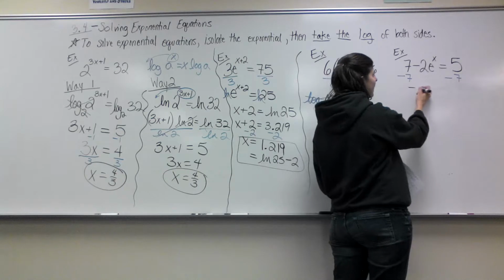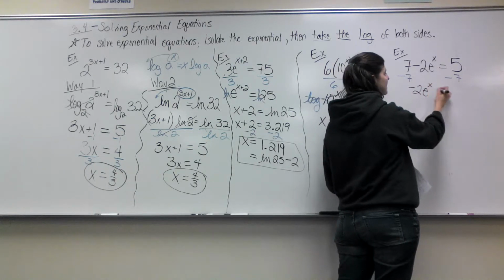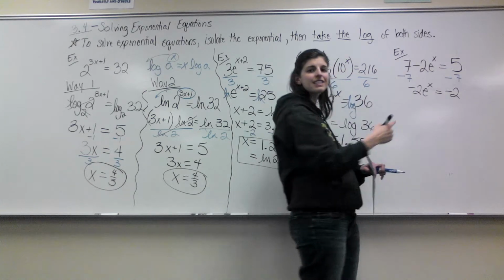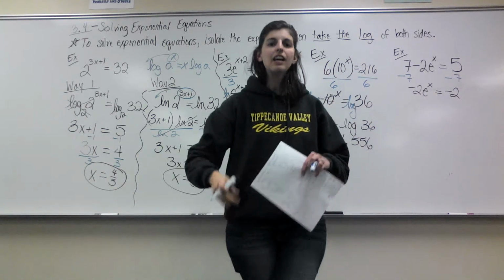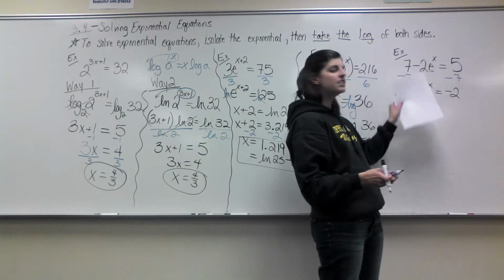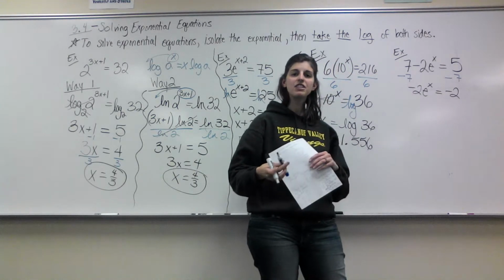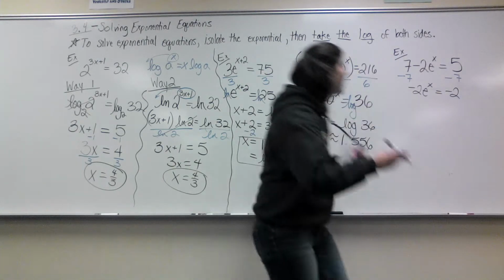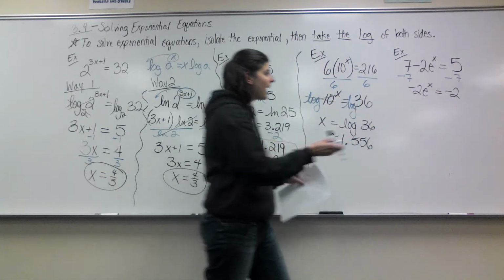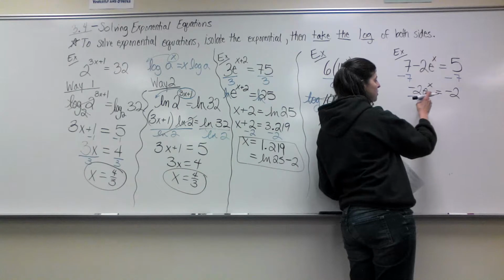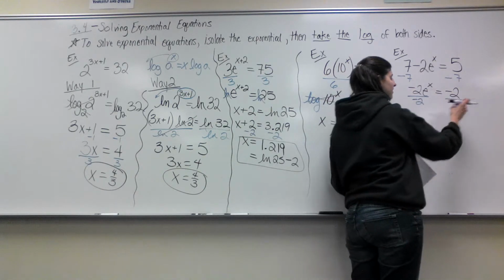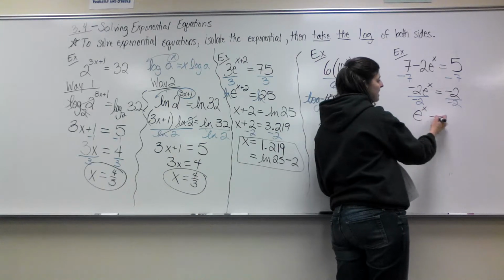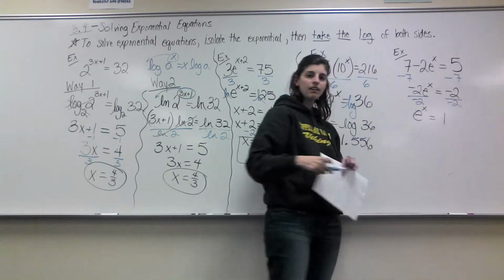Okay, so negative 2e to the x equals negative 2. Remember up here the 7 was positive, that's why I had to subtract it. The minus after the 7 doesn't tell me the operation of the 7, it tells me the sign of the negative 2. All right. Now I'm going to divide both sides by negative 2 to get rid of the negative 2. That gives me e to the x equals 1.